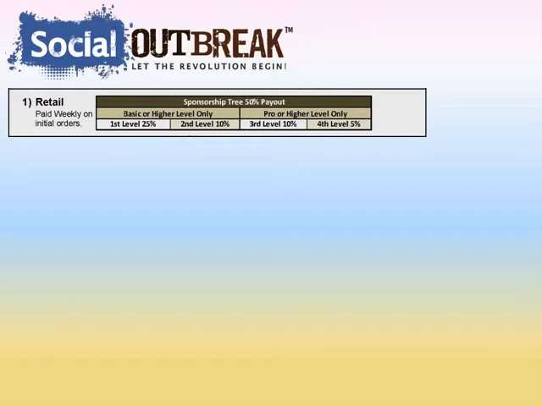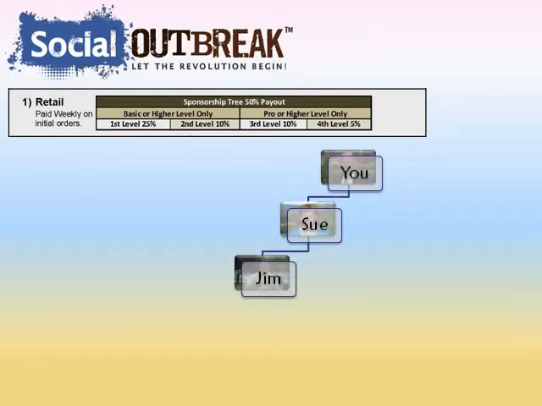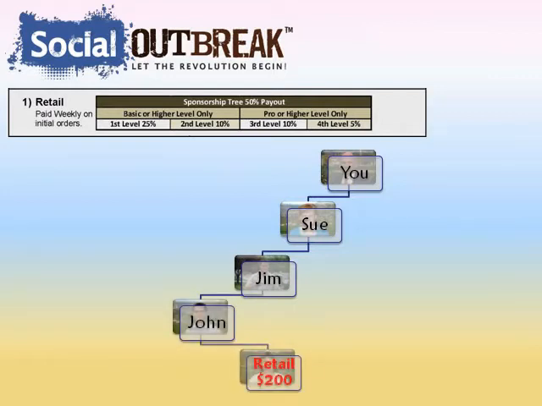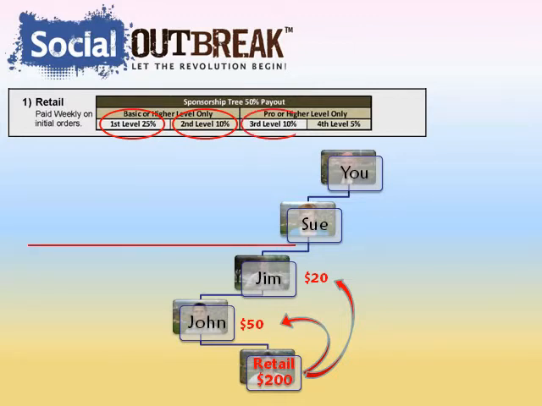So now let's look at the 3rd and 4th levels and how those pay. Here you are again, you recruit Sue, Sue recruits Jim, Jim recruits John, and John finds a retail customer that comes in on the $200 package. Well, just as we discussed before, John makes $50 or 25% commission, Jim $20 or 10% commission. That's pretty straightforward. But what about these 3rd and 4th level payouts?